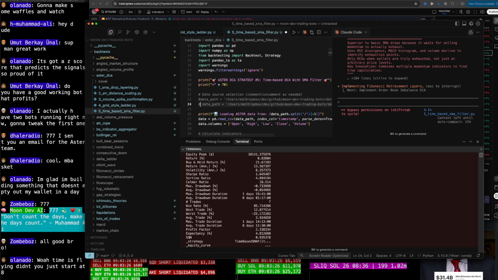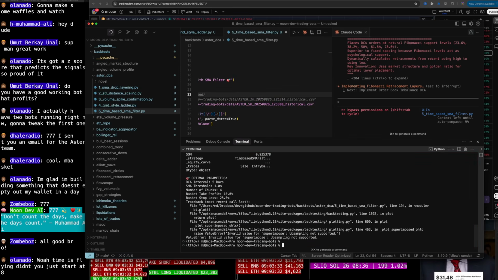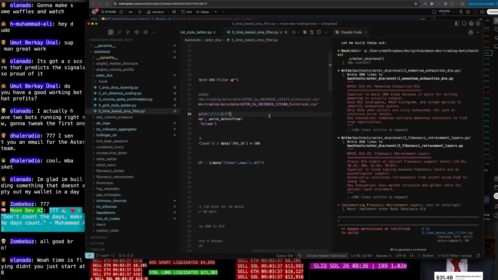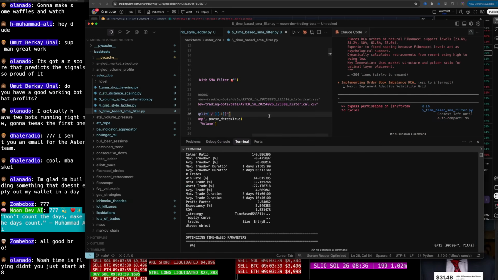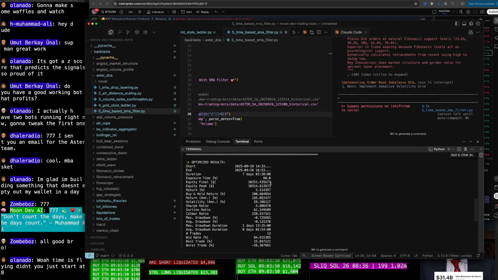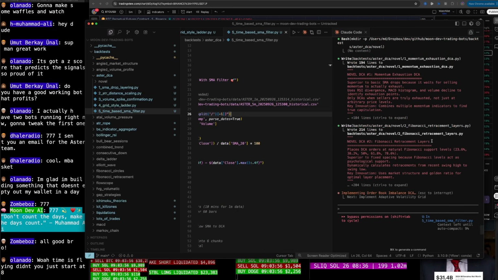Let's try the 5-minute. This is more like the original ideas. Okay, 13 trades on this one. Expectancy 5.5. That's good. Return 1.2. Buy and hold 200%. 2.5%. Okay, so the 5 did improve it, but not by a lot.